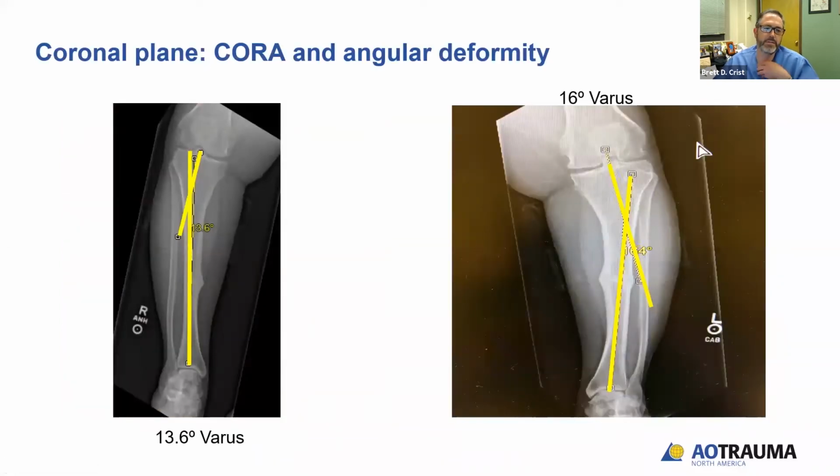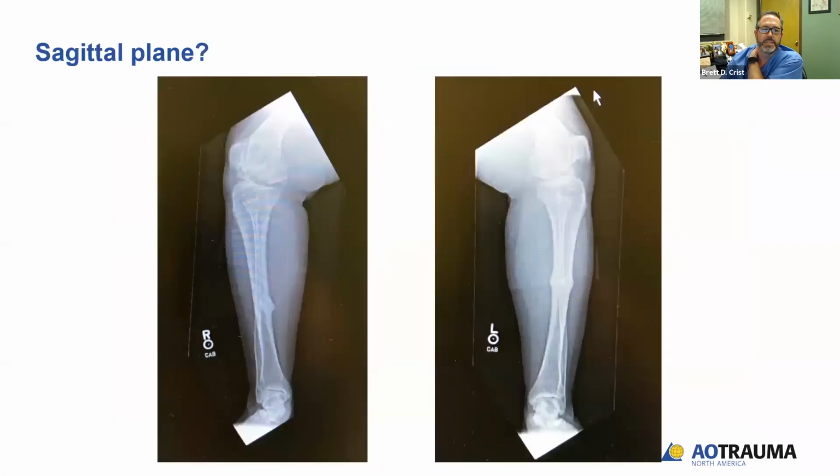This is her angular deformity in both tibias in the coronal plane, so 13.6 degrees of varus on the right and 16 on the left. And that's basically the CORA, or intersection. Then in the sagittal plane, you can see that she's got some rotation stuff going on, because you've got an AP of the ankle and an oblique lateral view of the knee on both sides.